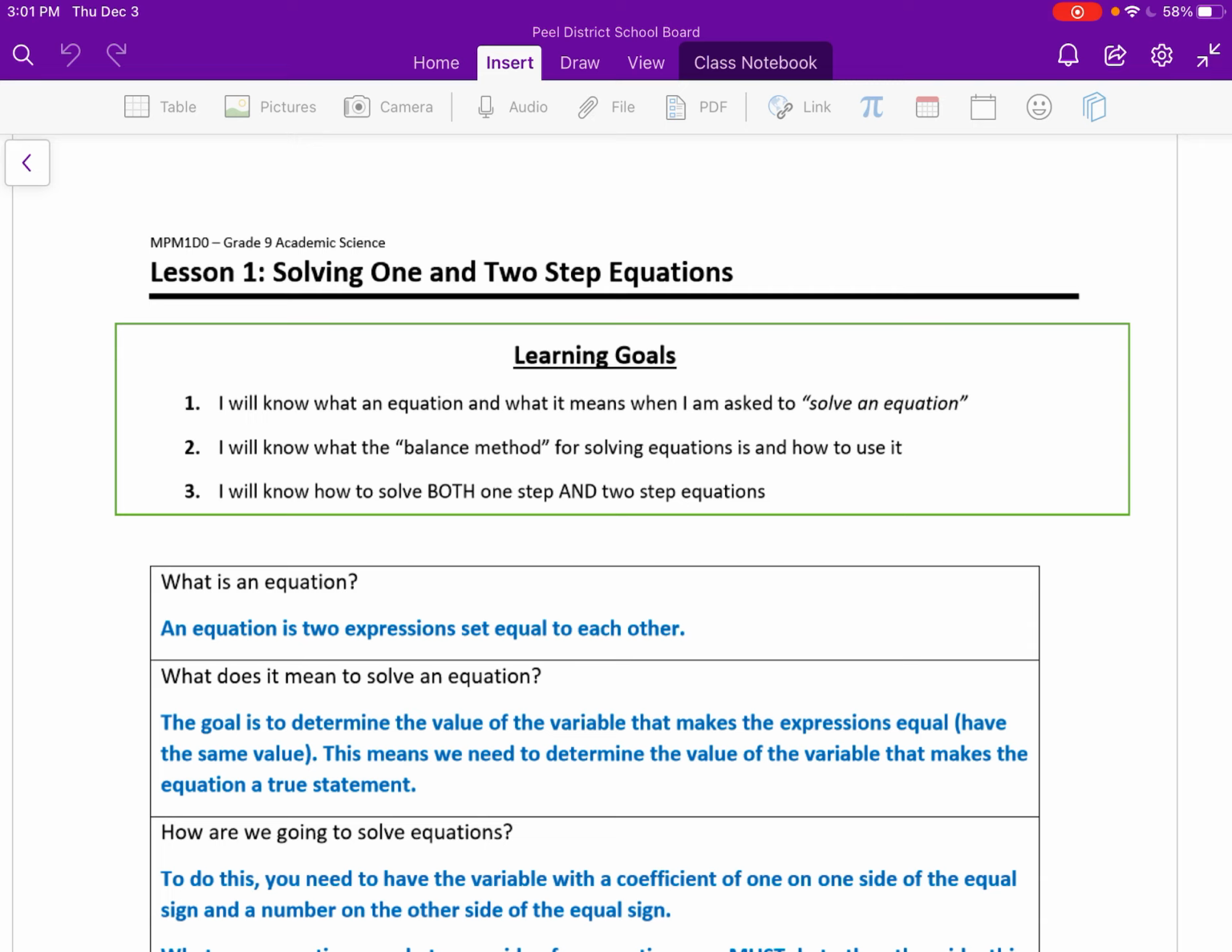By the end of this video, you should know what an equation is and what it means to solve an equation. You'll know what the balance method is for equations and how to use it, and you'll know how to solve both one-step and two-step equations.